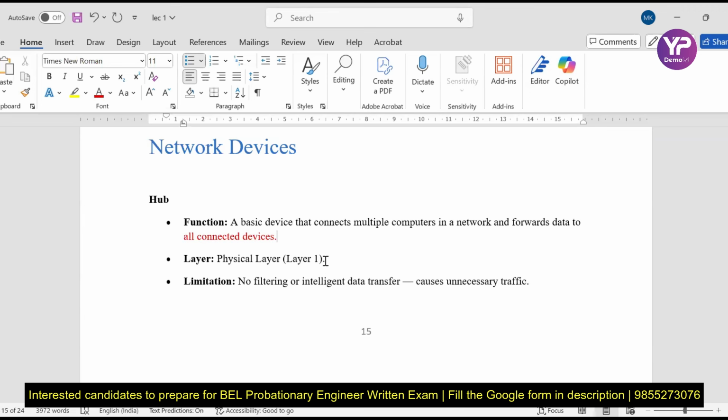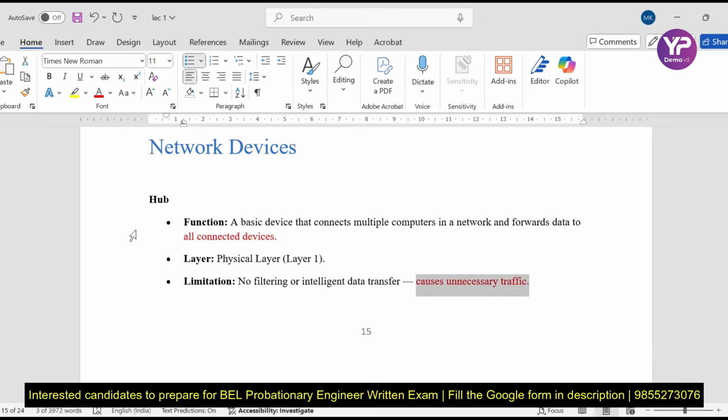We use hub at layer 1, it's a layer 1 device, that is the physical layer. Limitation: no filtering or intelligent data transfer, which causes unnecessary traffic. Can you tell me why it is unnecessary traffic? Because if I am sending data to the hub and the hub forwards this data in all directions, then unnecessary traffic becomes high in other directions. That's why it is not using any filtering concept. That's the main point.